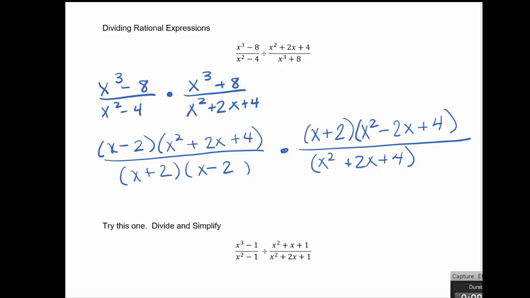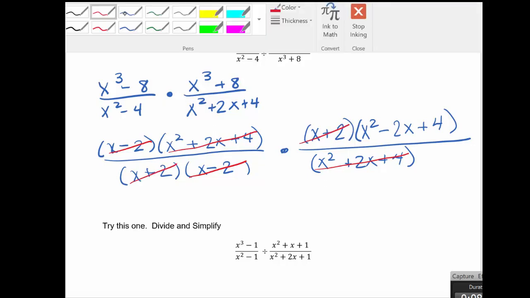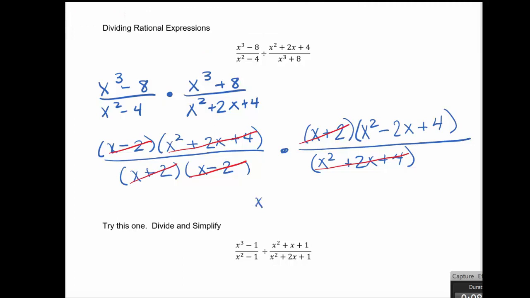Okay, so let's reduce. That's my favorite part. X minus 2, x minus 2. X squared plus 2x plus 4, x squared plus 2x plus 4. X plus 2, x plus 2. So we were able to reduce quite a bit here. And your final answer is x squared minus 2x plus 4. It's important to say that x cannot equal positive or negative 2.